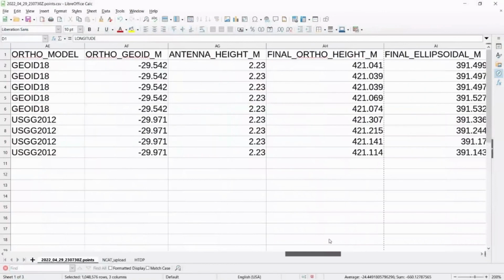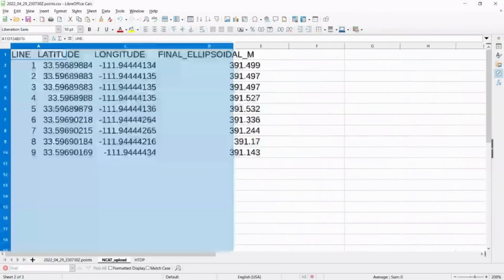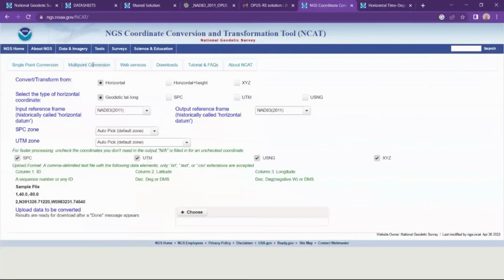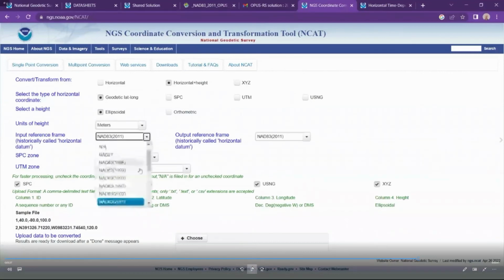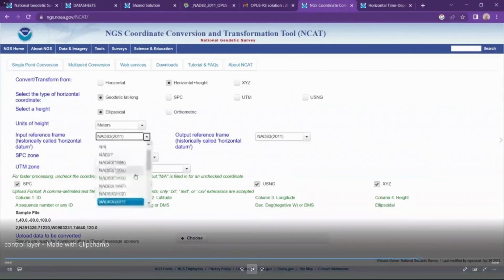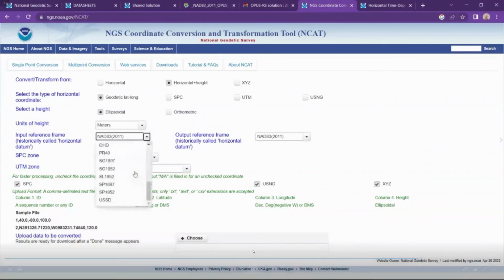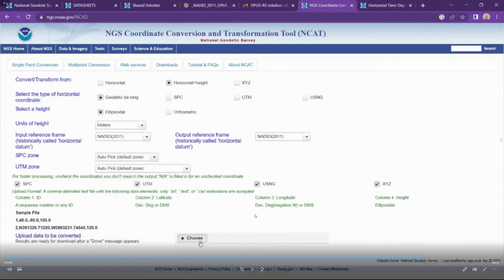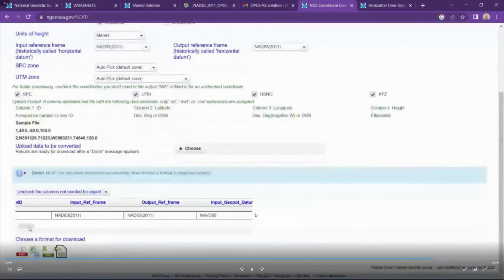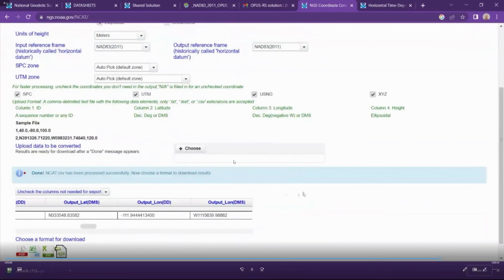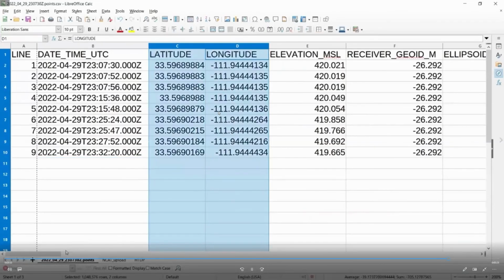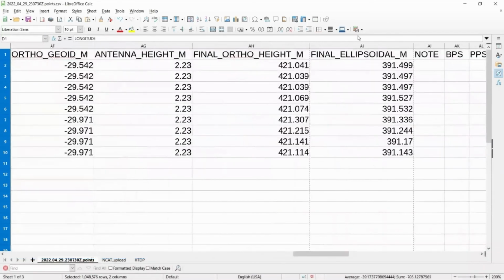So what we're doing right here, we're just taking our points that we collected and we're going to submit them into a couple of these NGS tools. So this one's called NCAT. It's very useful for switching between different realizations of NAD83. So this one right here, we're just going to upload that data file. And then what it outputs is a whole bunch of state plane coordinates as well as UTM. And you can transform it, again, between different realizations of NAD83. It does not work for going from WGS to NAD83 though.